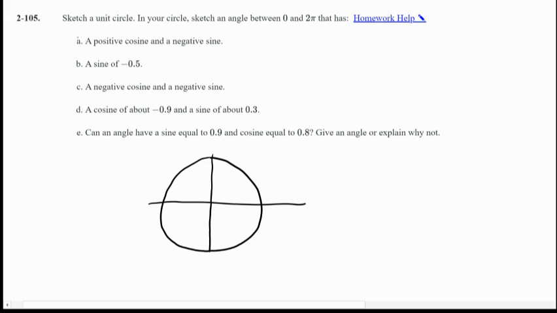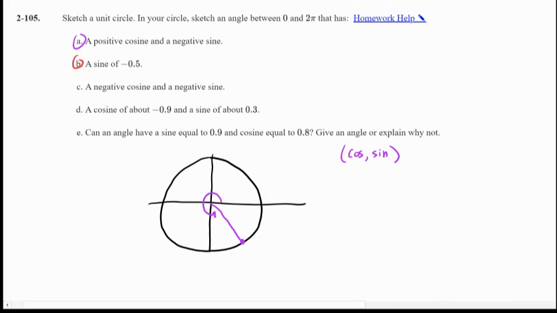So the first one here, an angle that has a positive cosine and a negative sine. If you remember when we're talking about sines and cosines, cosine represents the x value on the unit circle and sine represents the y value. So if it's a positive cosine and a negative sine, then something like this in purple. So this angle right here would have a positive cosine value and a negative sine.